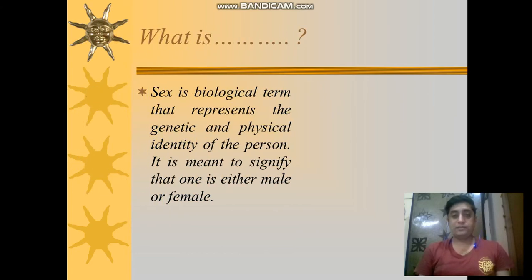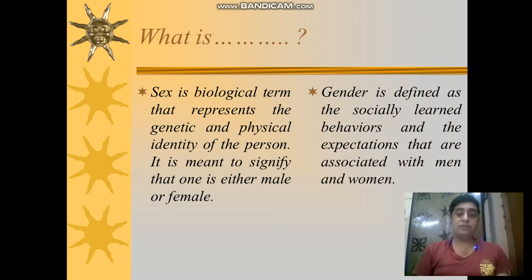what is sex. Sex is a biological term that represents the genetic and physical identity of the person. It signifies that either you are a male or you are a female, whereas gender is a socially learned behavior and the expectation that are associated with men and women. So gender is a socially learned behavior. Let's go into further detail.